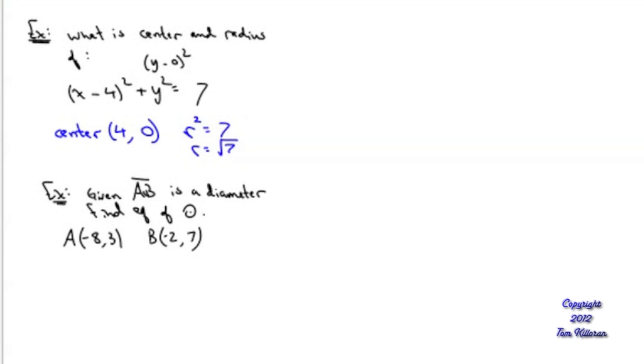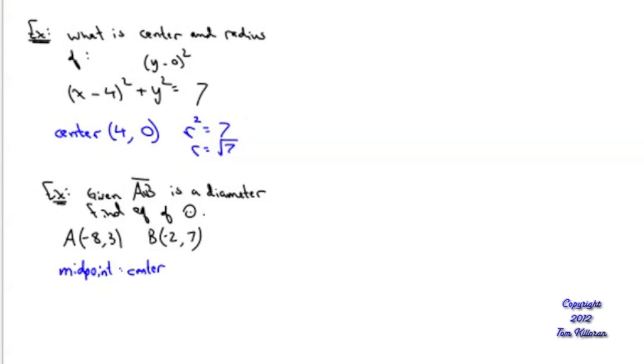Can I find the radius? No. Can I find the midpoint? Yes. What's the midpoint of a diameter? I even wrote it down. The midpoint of a diameter is the center of the circle. So the first thing I would look for is the midpoint, which is of course going to equal the center.